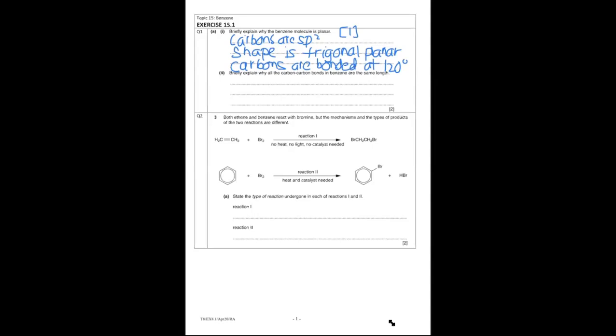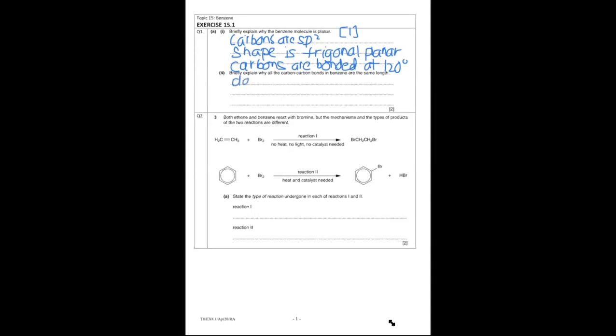Alternate single and double bond. But then it turns out that the bond is not single. When they calculate the bond length, it's not single, and it's also not double. So it's in between. The reason for this is because the double bonds are not fixed. The double bonds are delocalized.